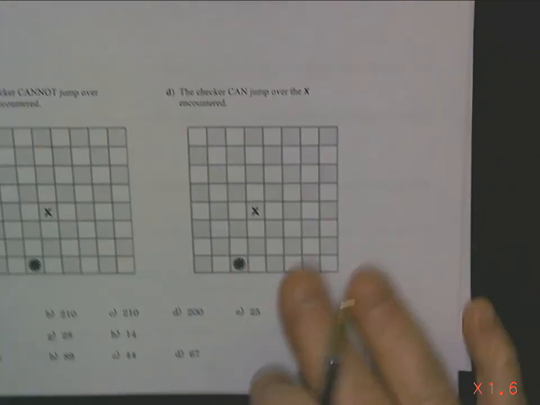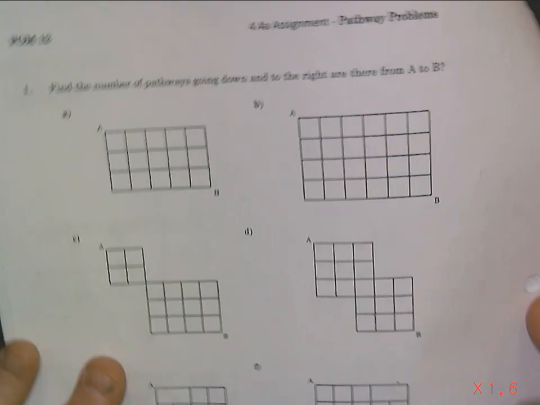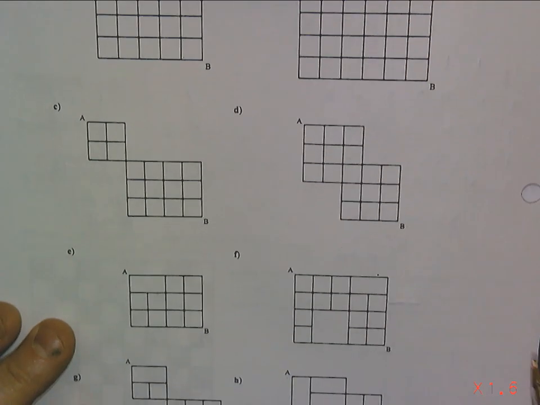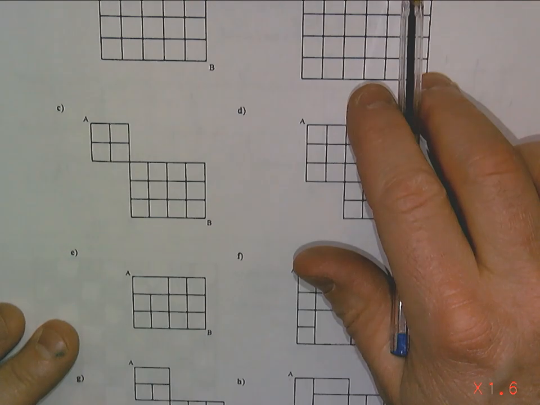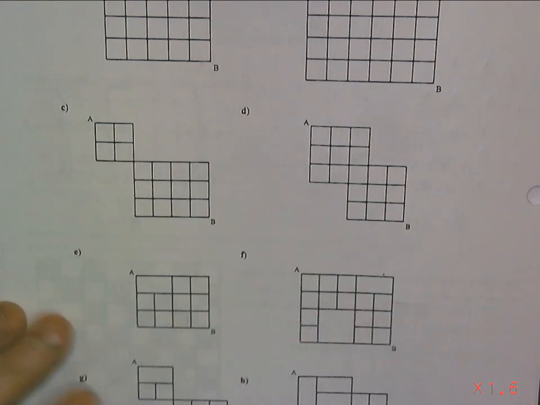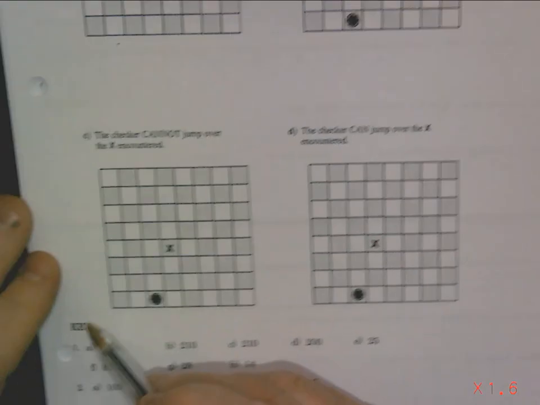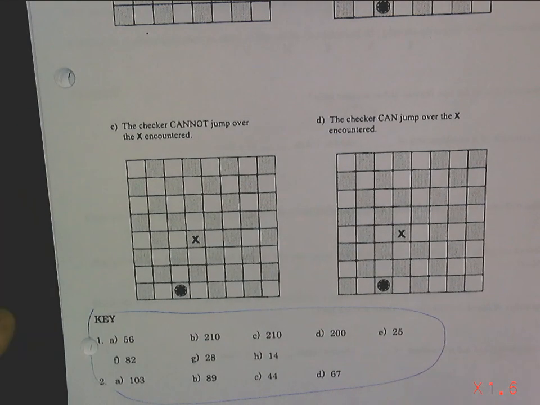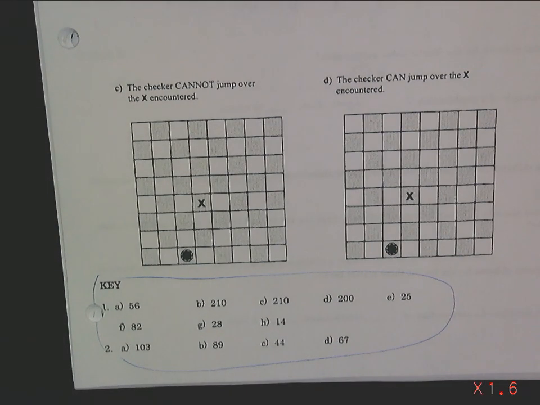And then the practice is turn over the page. There's your pathway questions. How many ways to go down and right to get from A to B? Very similar, just practice it. Once you know it, piece of cake. And then there's some checkerboard questions. There's the answers. Should be able to roll through that pretty quick.